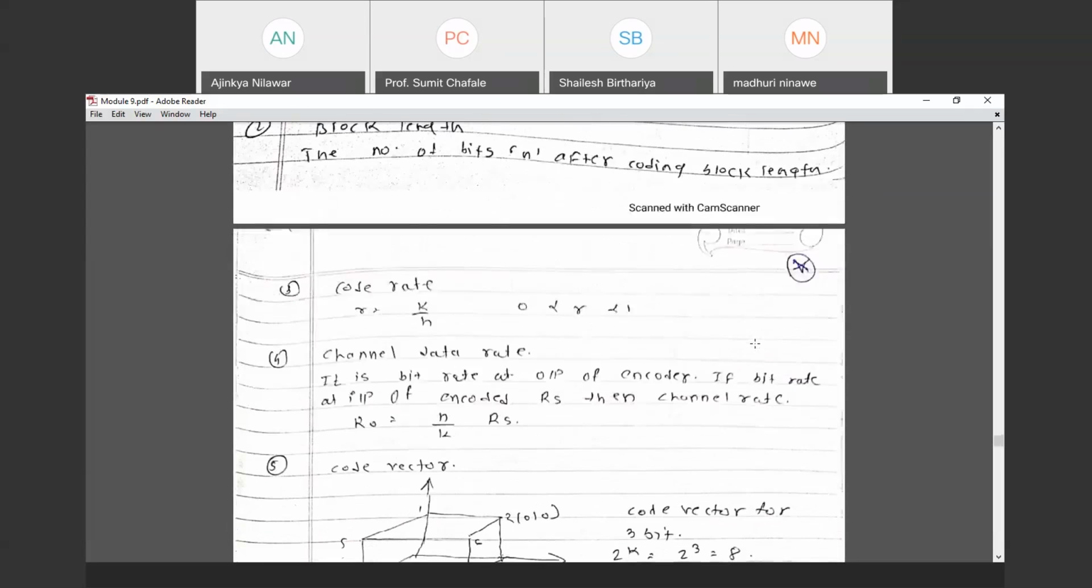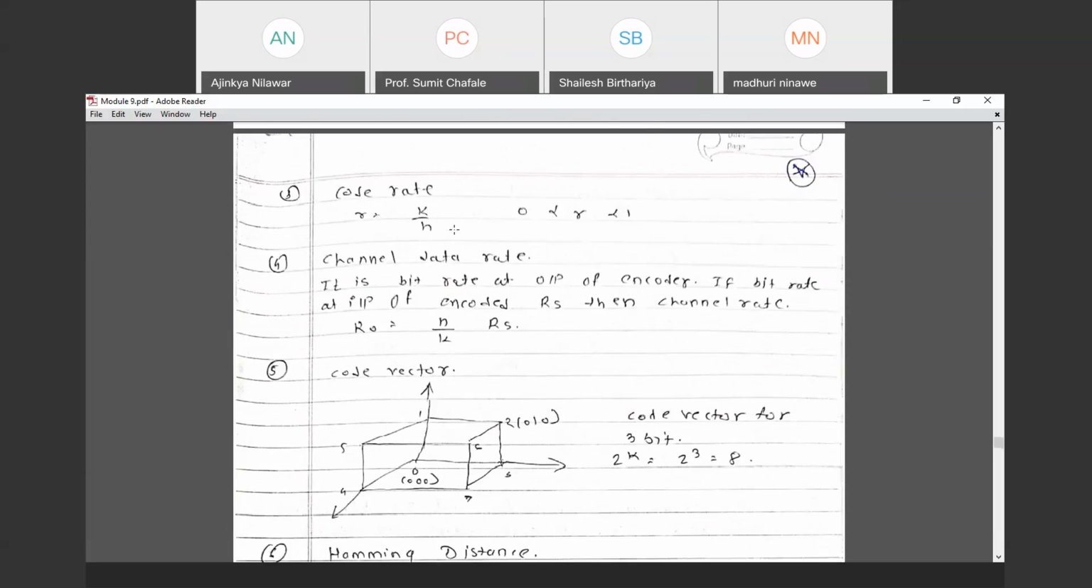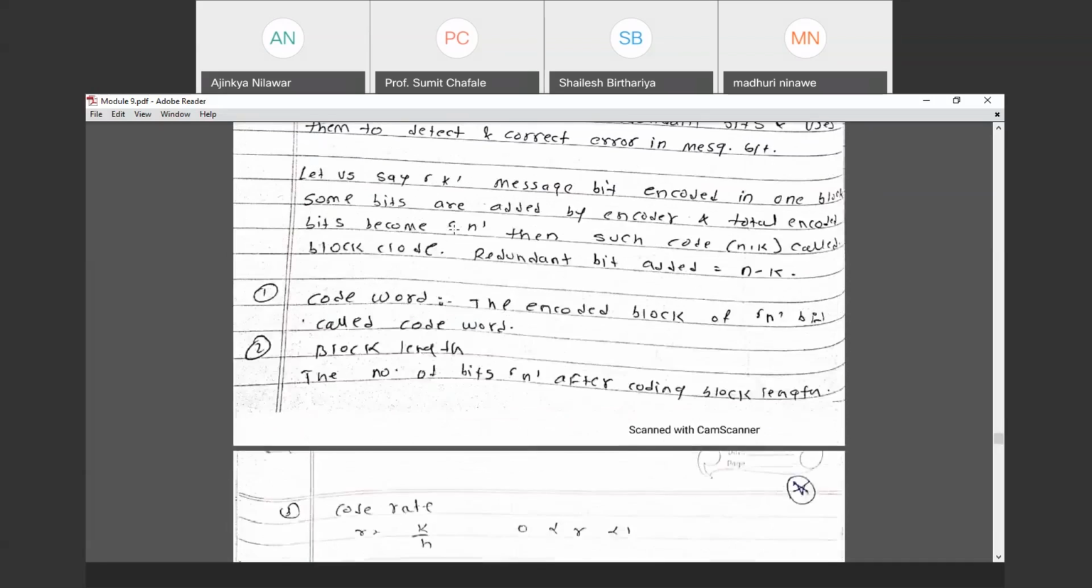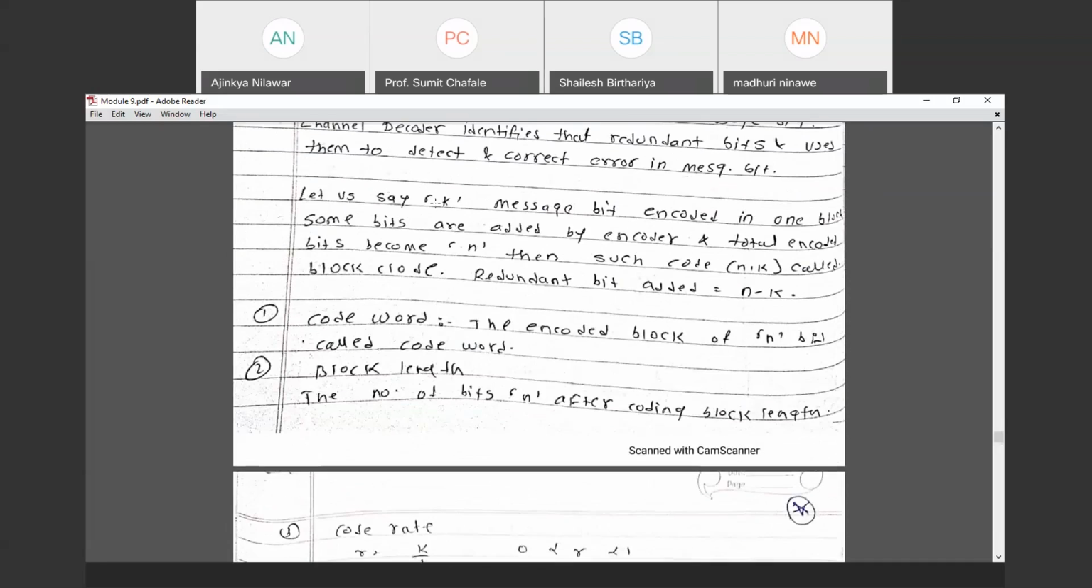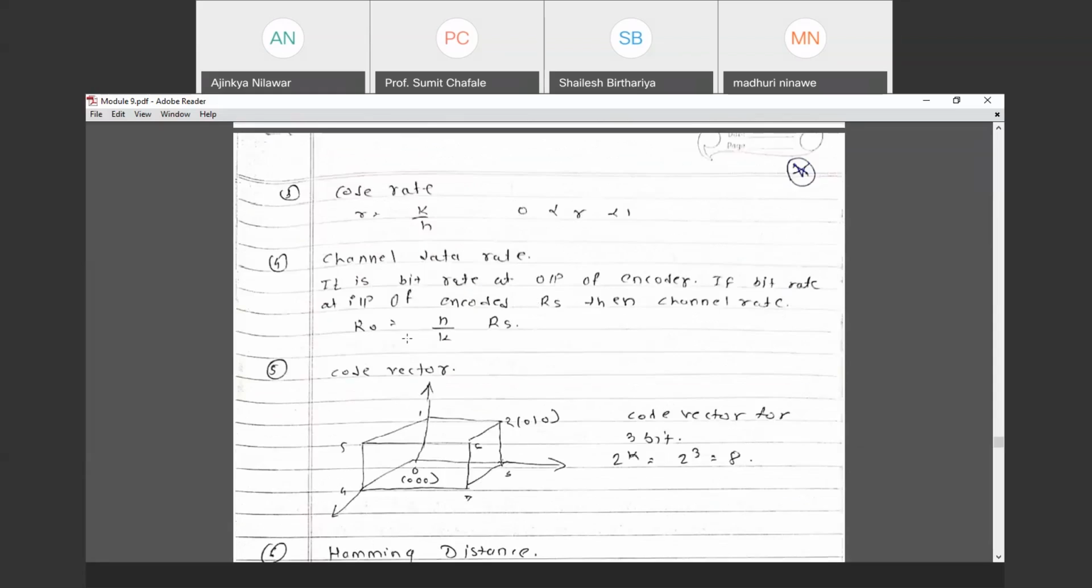For the mathematical representation, you know that code rate is equal to K divided by N, where K is the number of message bits and the encoder adds some bits. Let us say K is the message bit, and in the encoded block some bits are added by the encoder. So the total encoded block becomes (n, k), where k is your message bit and n is the total number of bits. So k is the number of message bits and n is the total encoded block, right? Then the channel data rate is n by k multiplied by r.